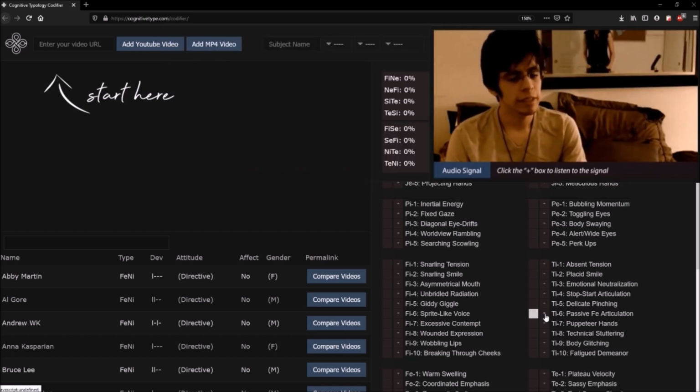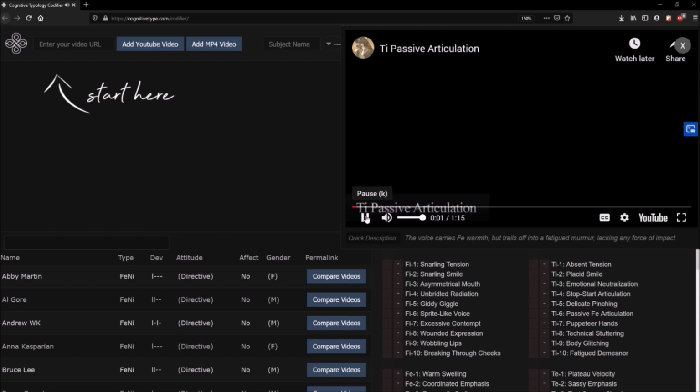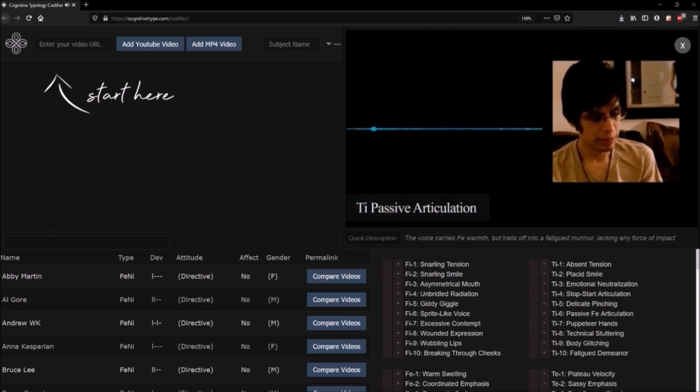TI6 is passive FE articulation. Again, TI is identified through the negative, so FE has articulation, and TI curbs that articulation, so that in this signal we see what it looks like when FE's voice is brought down by TI and have it trickle down. So it says here, the voice carries FE warmth, but trails off into a fatigue murmur, lacking any force of impact.